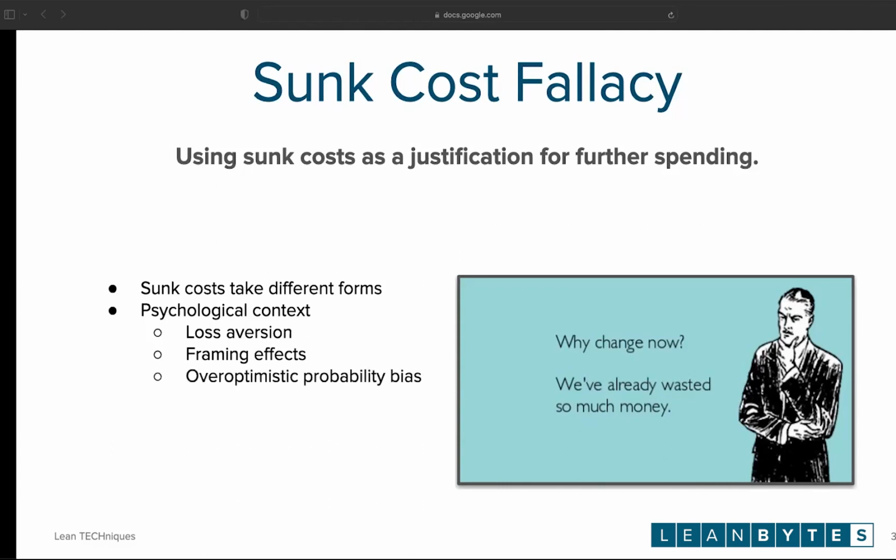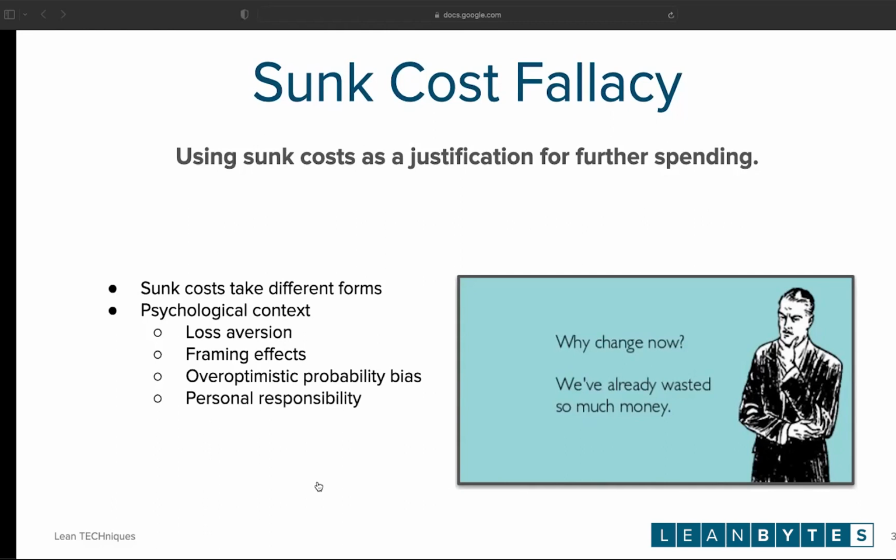Over-optimistic probability. This is a fun one, another free bias for you. Studies were done at, I think it was a racetrack, where the researchers found that people who had just placed a bet on a horse were actually more optimistic about their chances of success than those who hadn't placed a bet on that particular horse. So we tend to be more confident about our ability to make dividends on an investment after we've spent the money. That's part of the reason we fall for the sunk cost fallacy.